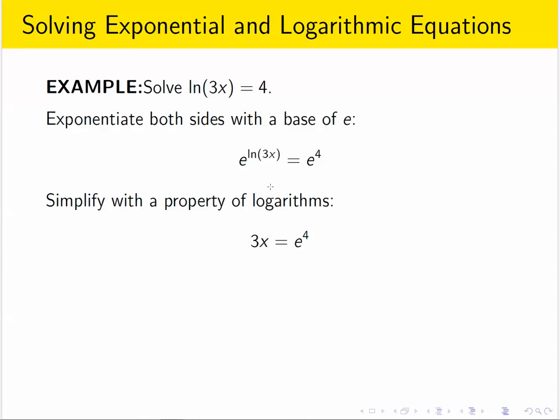giving us 3x on the left side, e to the 4 on the right side. Isolate x by dividing both sides by 3. This is your exact answer, and if you evaluate that on a calculator, you can get a decimal approximation. X is approximately 18.2.